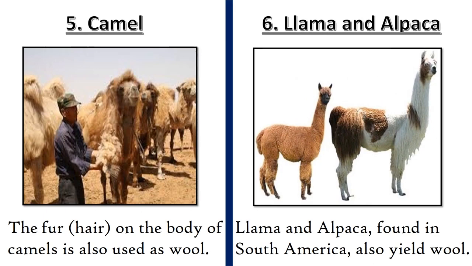Adding to the same sequence, camel also yields wool. The fur or hair on the body of camels is also used as wool. Lastly, llama and alpaca. Llama and alpaca are found in South America. They also yield wool.